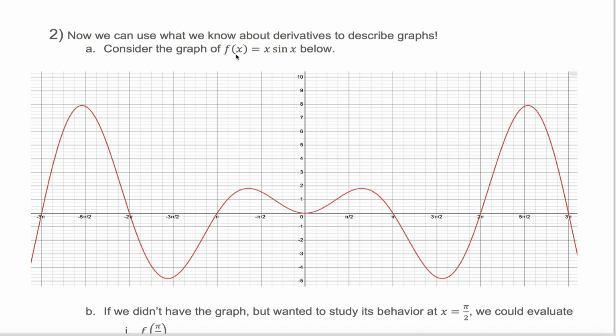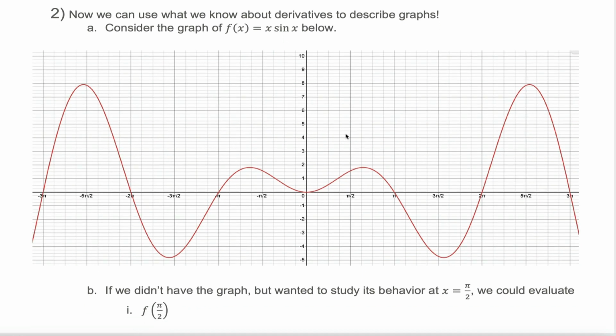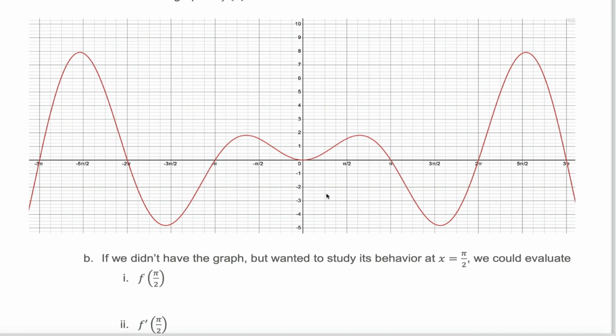Suppose we consider the graph of f of x equals x times the sine of x, which is pictured down here. It's kind of a cool looking graph. But what I want you to do is pretend we didn't have this graph at all. But we're still interested in studying the behavior of this function around the point where x equals pi over 2. So right over here on my picture. What could we do if we wanted to understand the graph at this point?